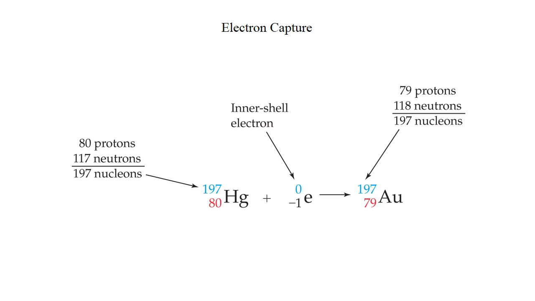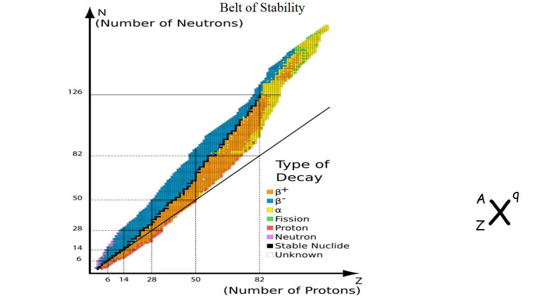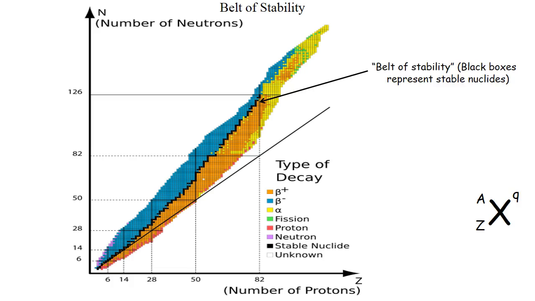But before we do that practice, I want to do one more thing, and that is this idea of the belt of stability. The question is, why do some isotopes decay radioactively and others do not, others are stable? This plot is called the belt of stability. If you plot the number of neutrons along Y and the number of protons along X, then you'll see that the black boxes represent stable isotopes, or stable nuclides. That's the nucleus of a stable isotope. This black diagonal band is called the belt of stability.